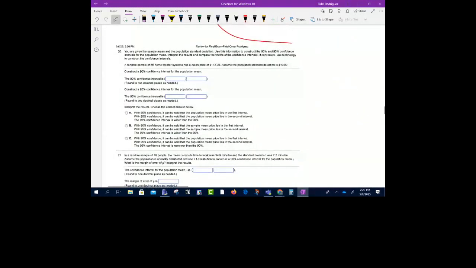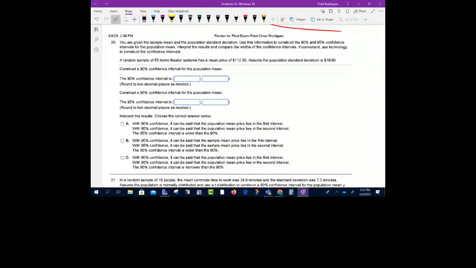You're welcome. All righty. So let's take a look-see here, y'all. For number 20, it says we're given the sample mean and a population standard deviation.